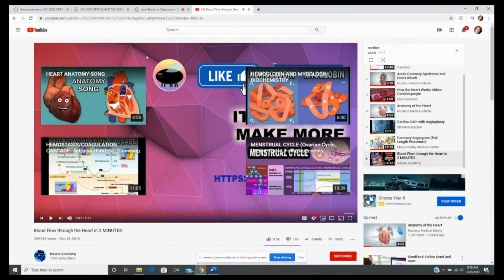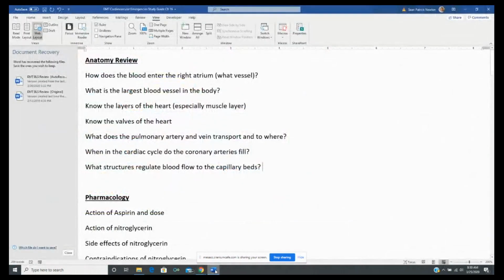Okay, so now let's go to our study guide here. So how does the blood enter the right atrium? What vessel? So you can see in the video the inferior and superior vena cava. That's the deoxygenated blood returning to the heart from the inferior and superior vena cava into the right atrium. What is the largest blood vessel in the body? That is the aorta.